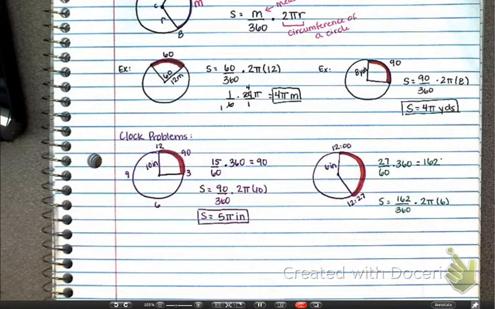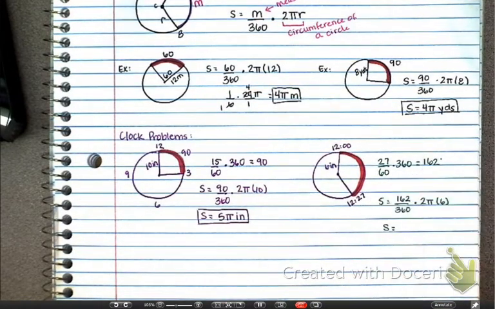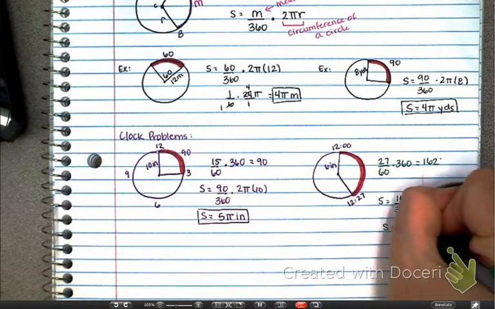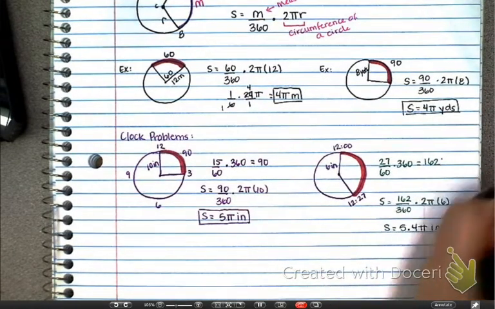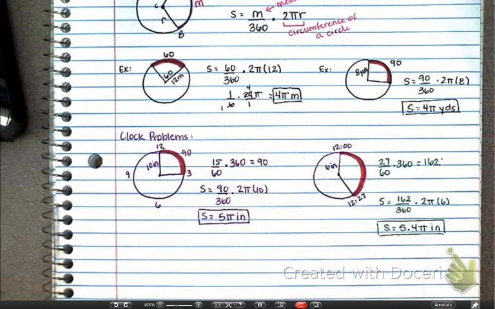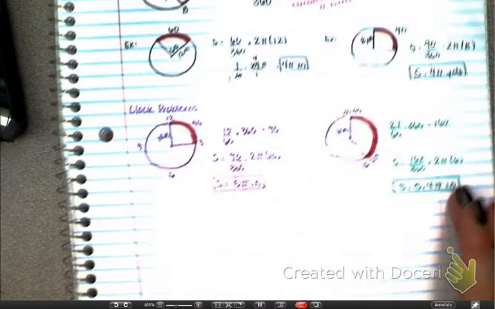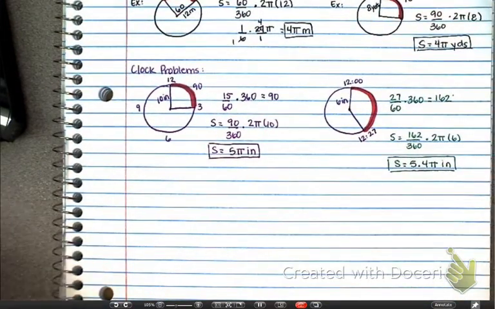162 divided by 360. And what did you get? 5.4 pi inches. Good. 5.4 pi inches. Are we okay with that? Okay, last thing.